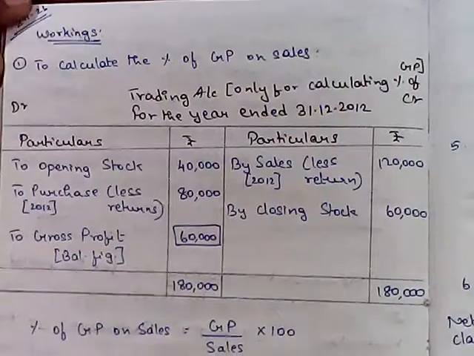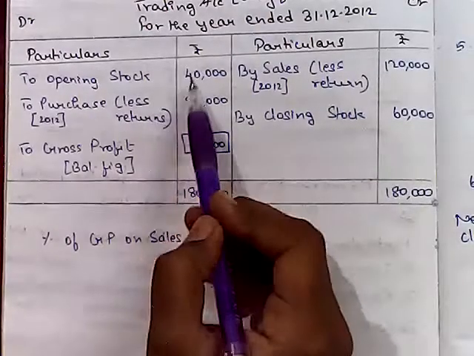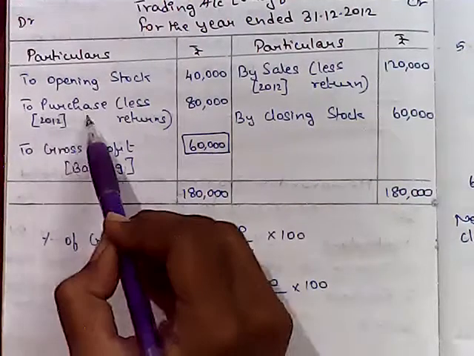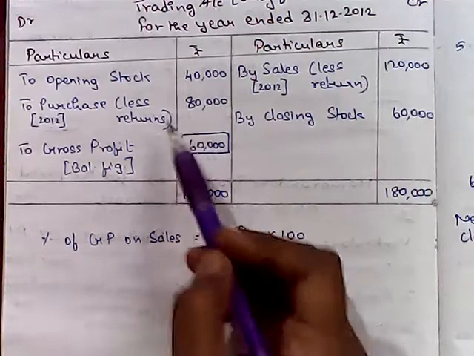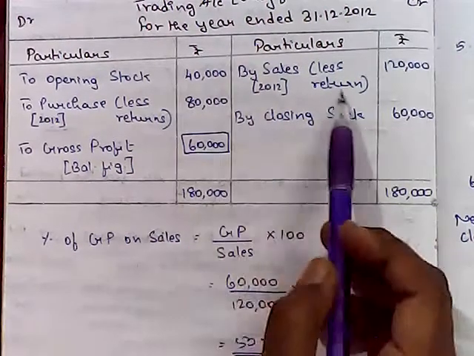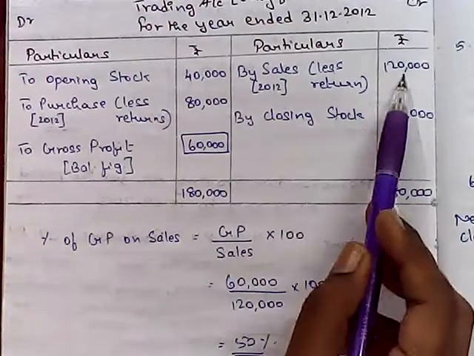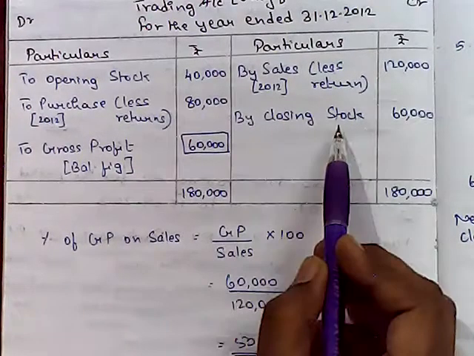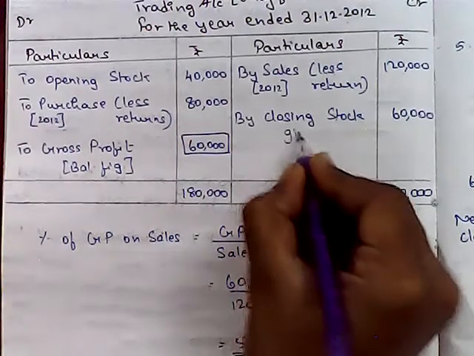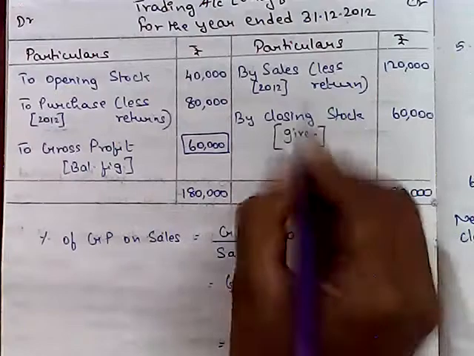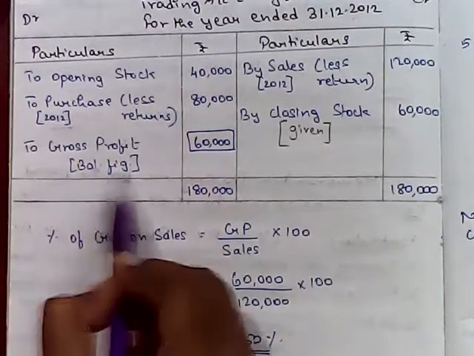Here, debit and credit, particulars rupees, particulars rupees. To opening stock, given 40,000. To purchases, which is 2012 purchases less return, which is 80,000. This is also given in the question. And in the credit side we have by sales less return in 2012, it is 1,20,000 given in the question. By closing stock which is 60,000. This is also given in the question. So all are given in the question. With this we can find the gross profit, which is nothing but your balancing figure.